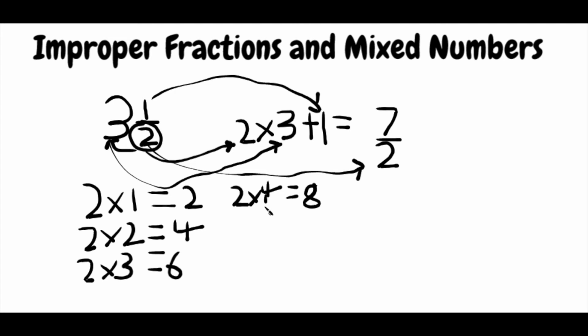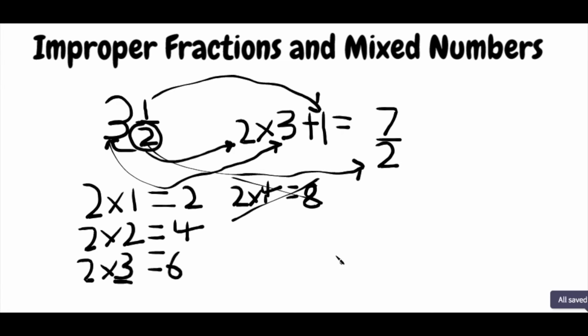So we want to get as close as we can. 2 times 4 gives us 8. Since 8 is greater than 7, that's out of the ballpark. Since 2 times 3 gives us 6, and 6 is less than 7, that's probably what we're going to want to go with. So we'll go with our 3 here.